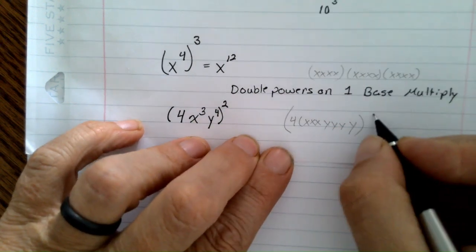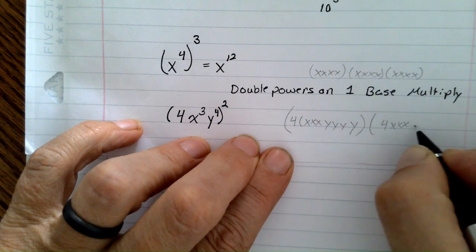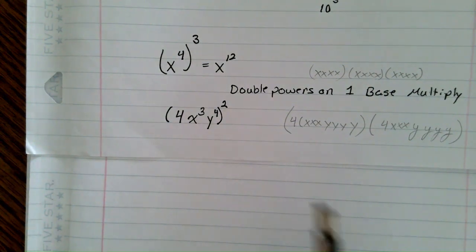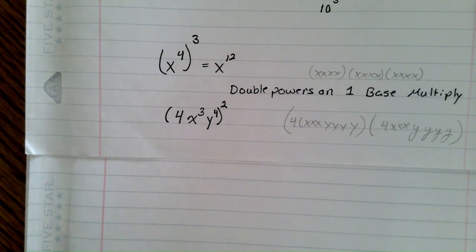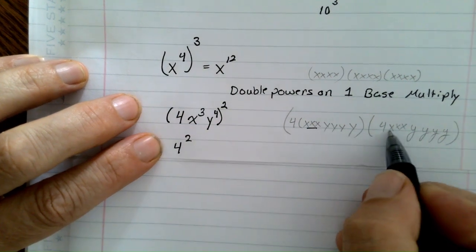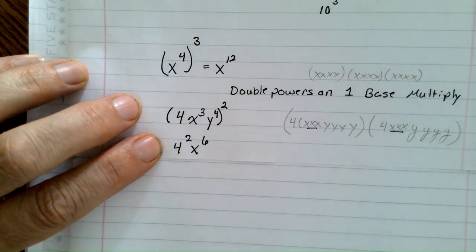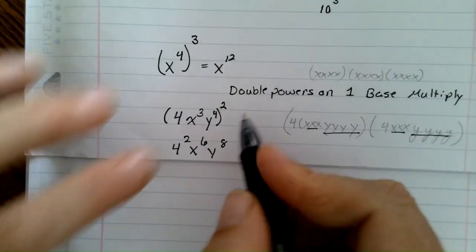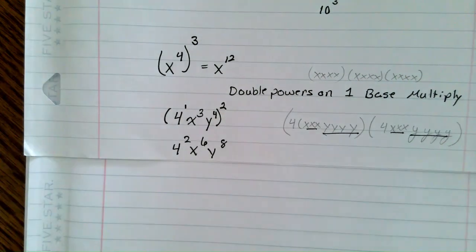Here's the first one. 4x, x, x, y, y, y, y. All right, when I look at that, I see a 4 and a 4 here, so that's 16, or 4 squared. 1, 2, 3, 4, 5, 6, x to the 6th. And 1, 2, 3, 4, 5, 6, 7, 8, y to the 8th. So this squared has to happen to the coefficient as well as the variables. And technically, they all had double powers, so that's a monomial, and you can do that.